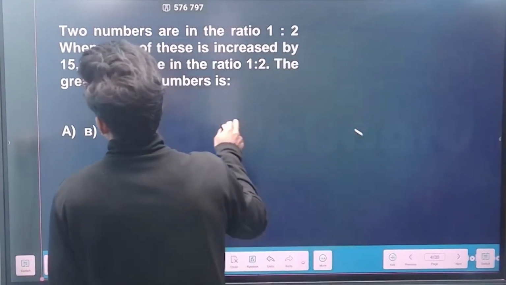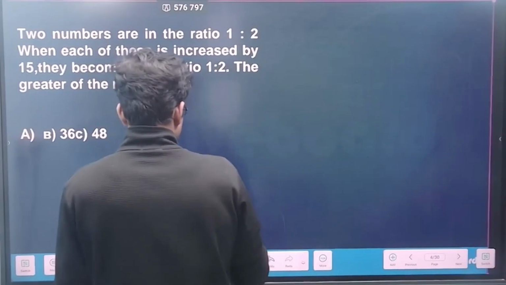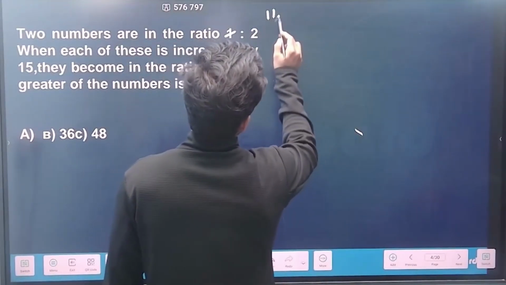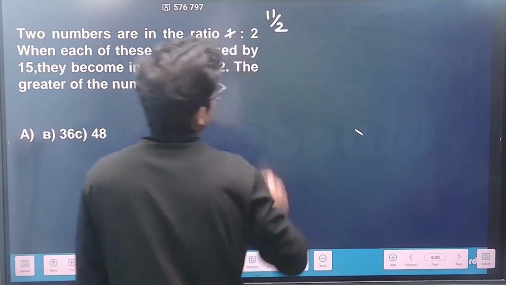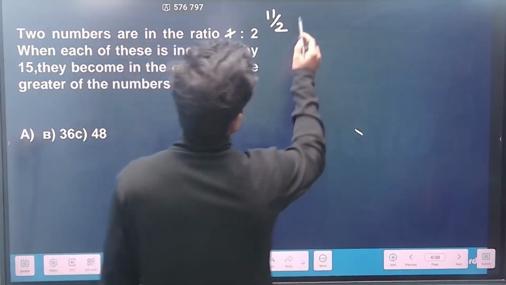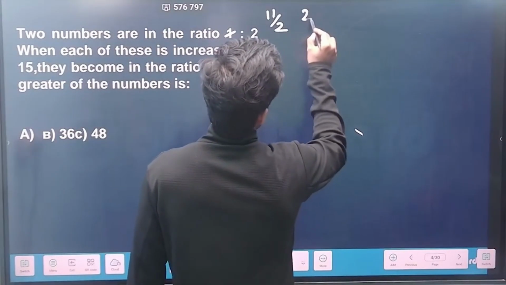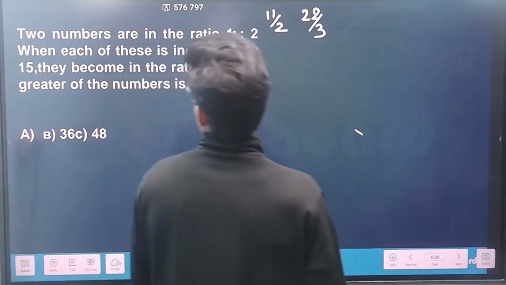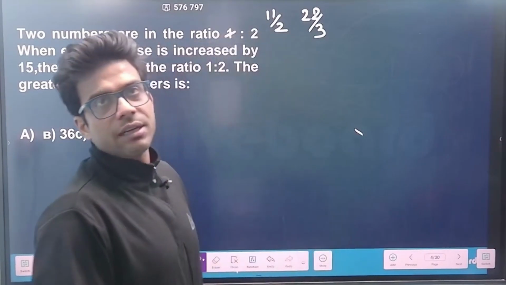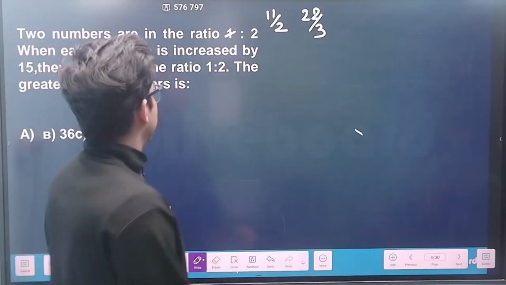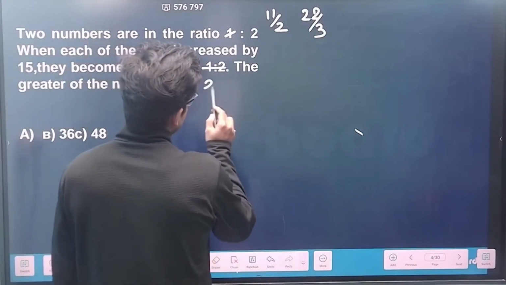This is a previous year question, everyone. This is 1 1 by 2, and the second is 2 2 by 3, correct? And the ratio is becoming basically how much? Now the ratio is becoming like 2:3.